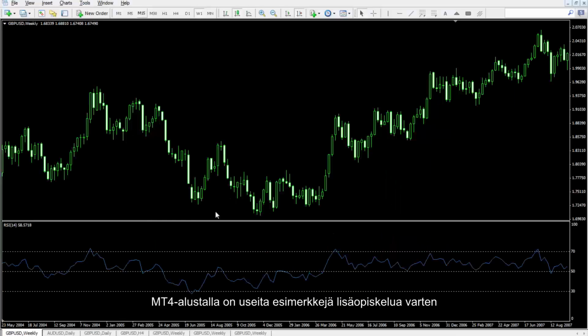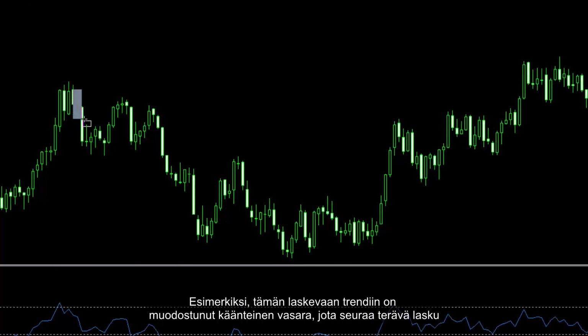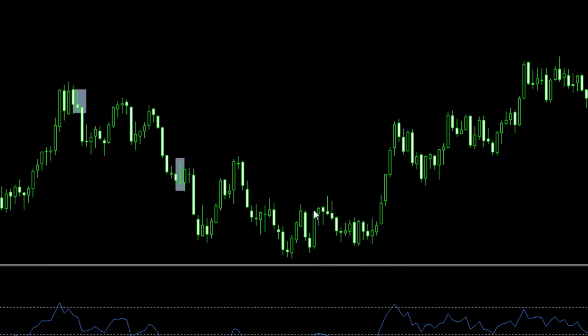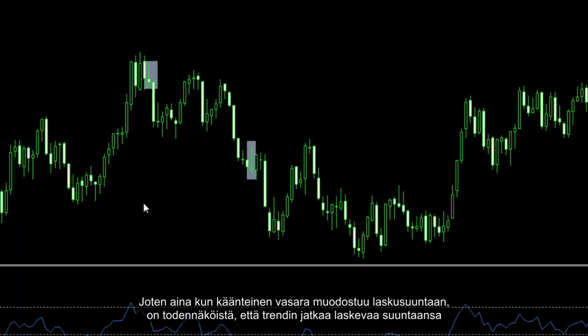There are numerous examples on MetaTrader 4 for further study. For instance, an inverted hammer has formed on this downward trend, followed by a sharp decline. Another inverted hammer on another downtrend generates a sell signal. Thus, whenever an inverted hammer forms on a downward trend, it is more probable that the trend continues its descendant direction.